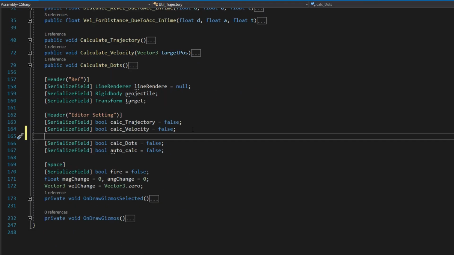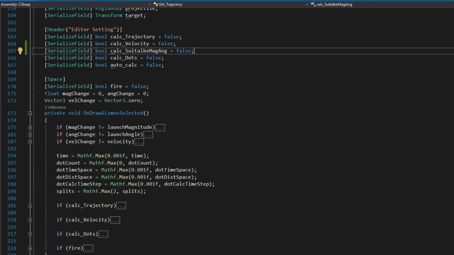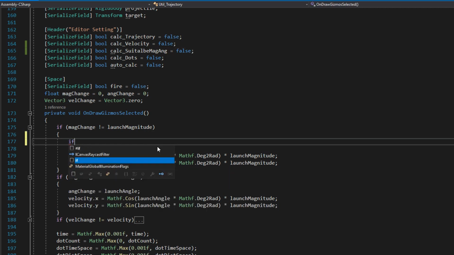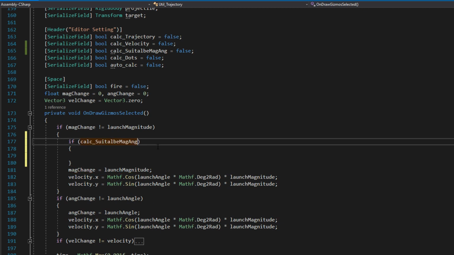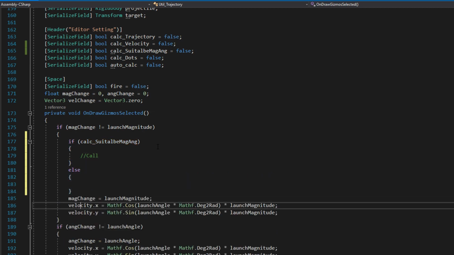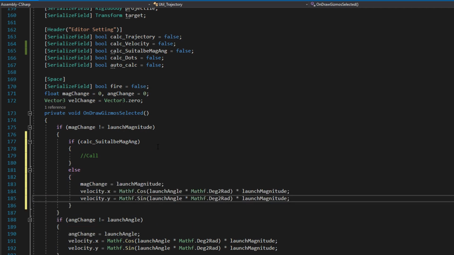Okay, let's start by taking a boolean which will trigger the calculation. So, suitable magnitude and angle. Okay, and let's add them here because this is the place where we detect the change in magnitude and angle. So if this boolean is true, we're gonna call our function, otherwise we will just do what we used to do.